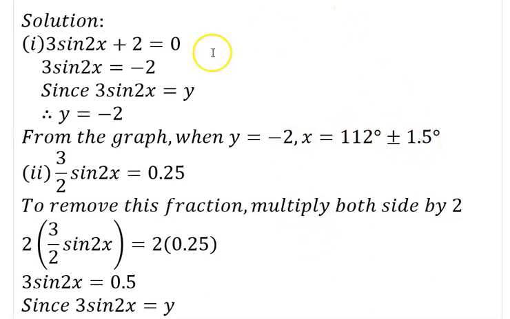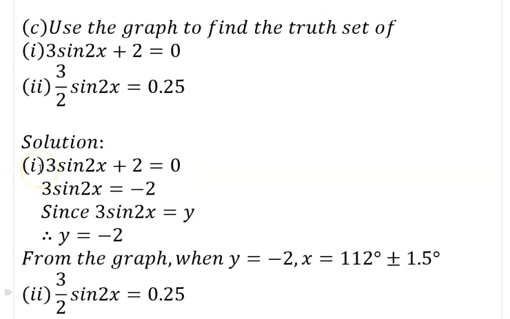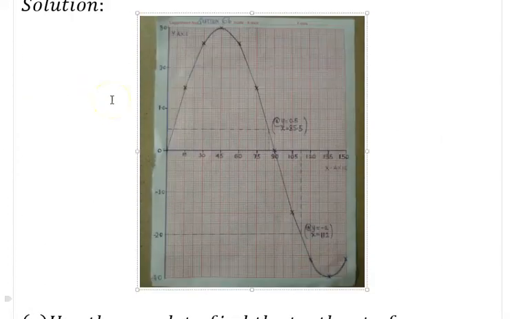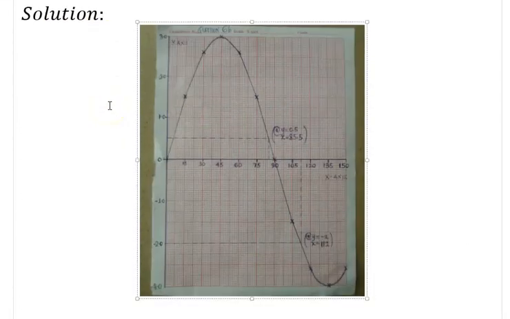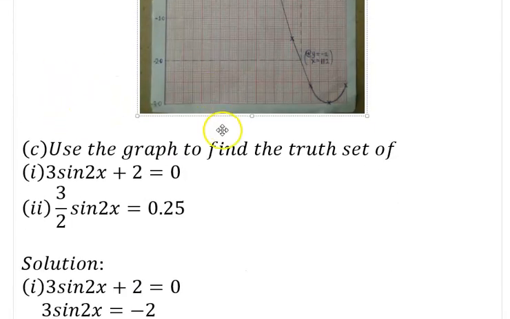The same thing for the second part. The question says we should find the truth set when, let's check. Okay, let me get the question correctly. We should use the graph to find the truth set of 3 over 2 sine 2x equals 0.25.